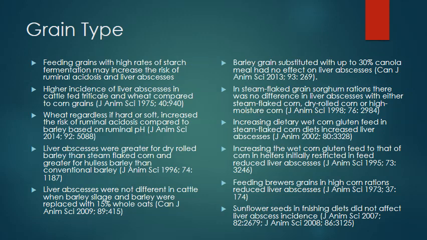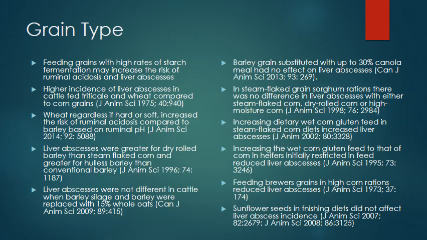In another study, liver abscesses were greater for dry rolled barley than for steam flake corn, and they were also greater for hulless barley than conventional barley. In another study, liver abscesses, however, were not different in cattle when barley silage and barley were replaced with 15% whole oats. In the old days, we used to feed oats to calves when they first came in rather than barley, trying to reduce the risk of grain overload and liver abscesses. However, this study suggests there was no difference. In another study, replacing barley with 30% canola meal had no effect on liver abscesses.